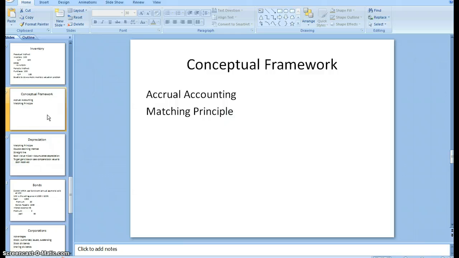The conceptual framework, there's a few questions dealing with accrual accounting. So remember, in accrual accounting, we recognize revenues when they're earned, and we recognize expenses when they're incurred. It doesn't matter when cash changes hands. In the matching principle, we are matching revenues earned with expenses incurred to earn those revenues. Warranties are an example of the matching principle.